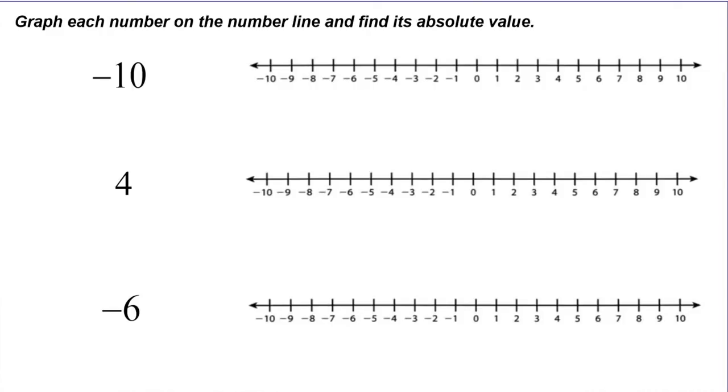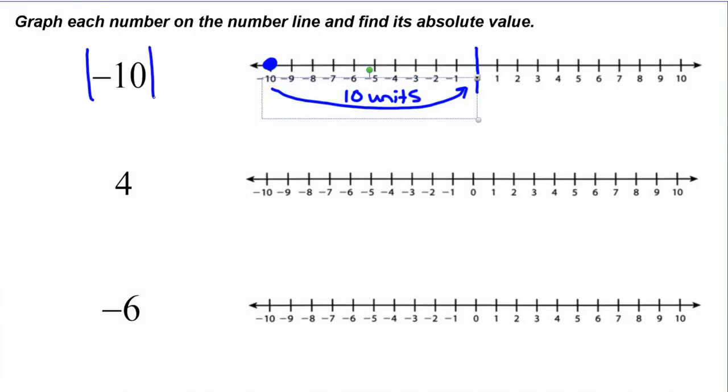So here we're going to graph each number on the number line and then find its absolute value. So here I have negative 10, which is right here on the number line. And how far away from 0 is negative 10? So here's 0, and negative 10 is 10 units away from 0. So we say the absolute value of negative 10 is 10 because it is 10 units from 0.